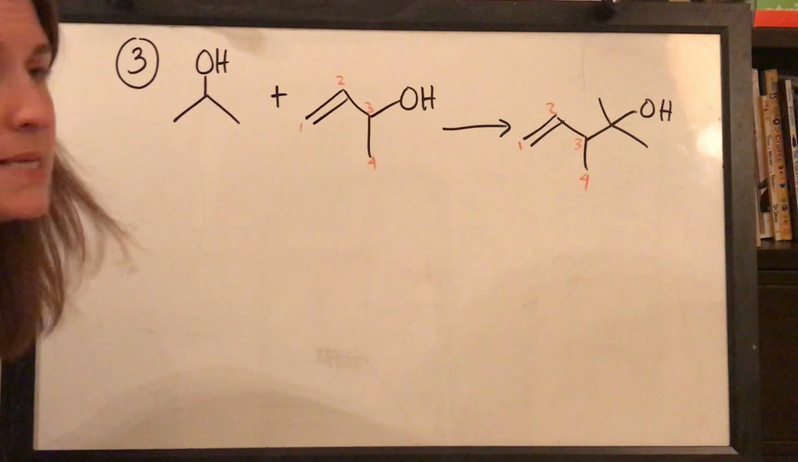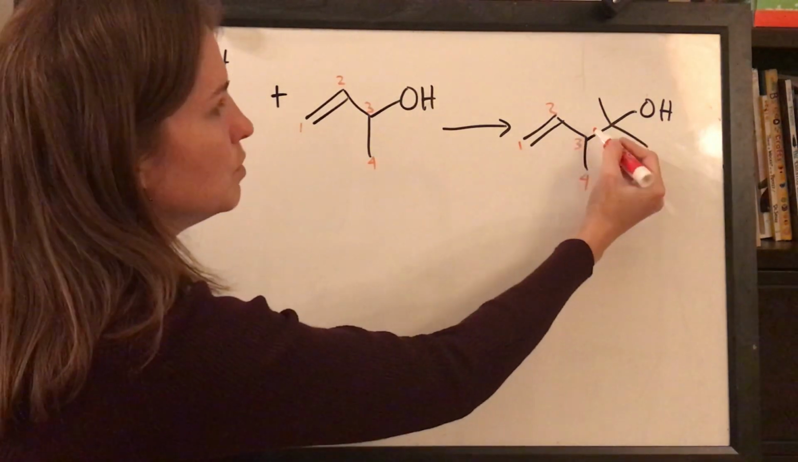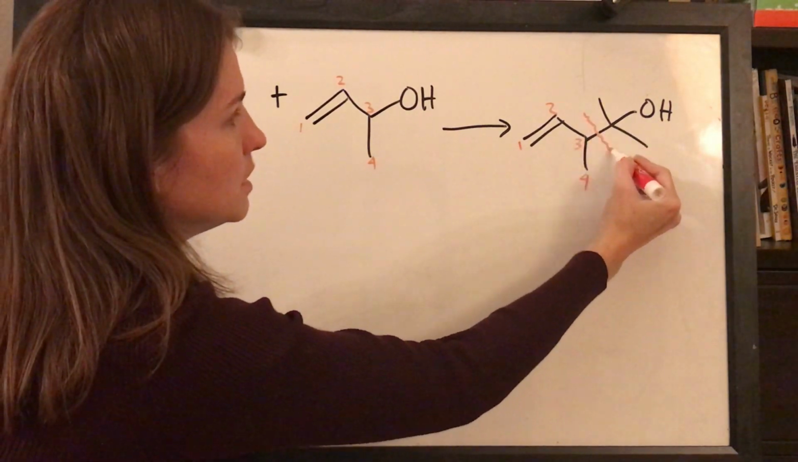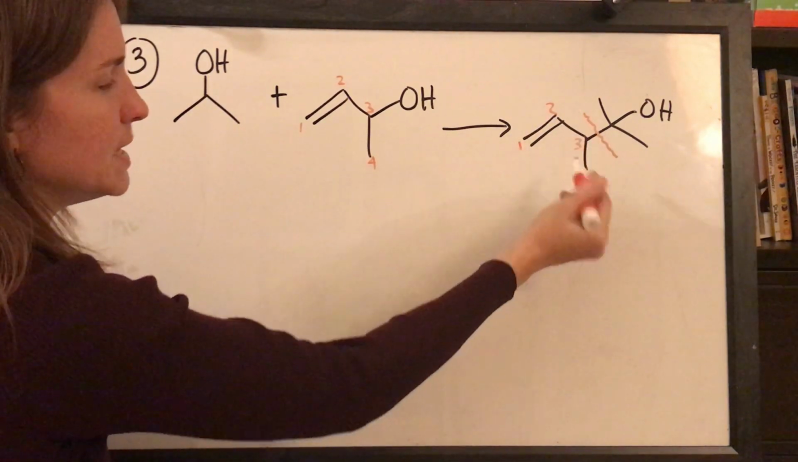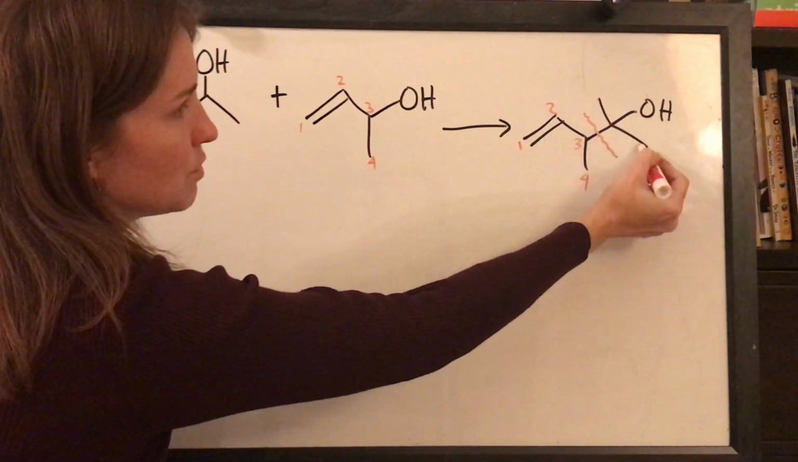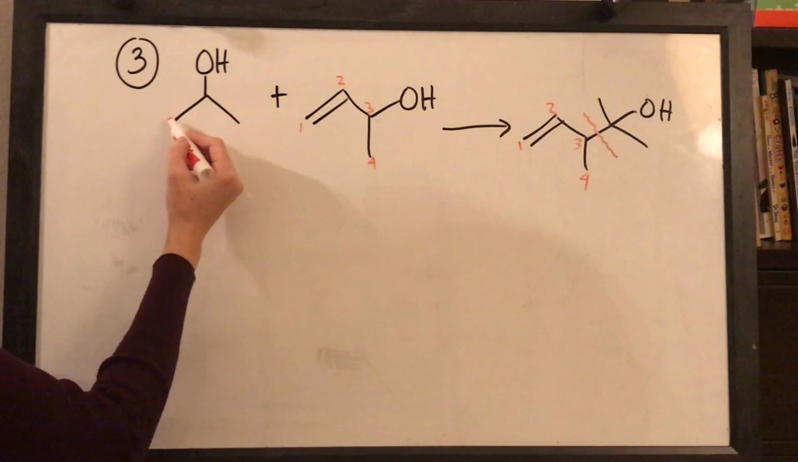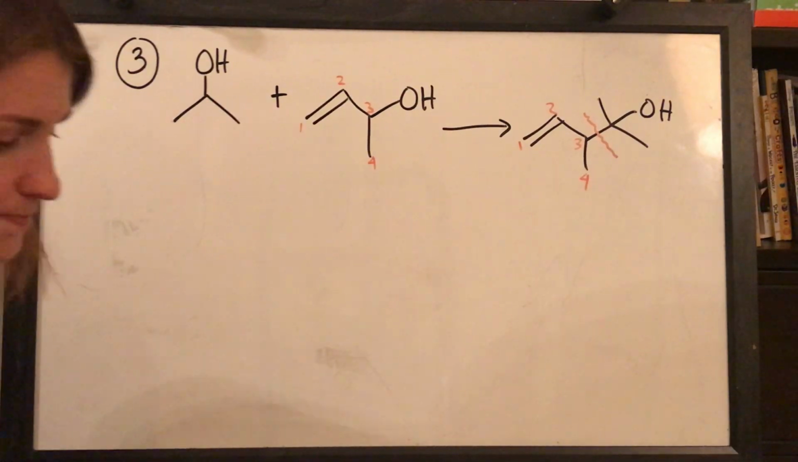So it seems like the best place to cleave this molecule would be right here, so that you have a 4 carbon piece, and then on the other side you're going to have 1, 2, 3 carbons, which matches well with 1, 2, 3, the other reactant.